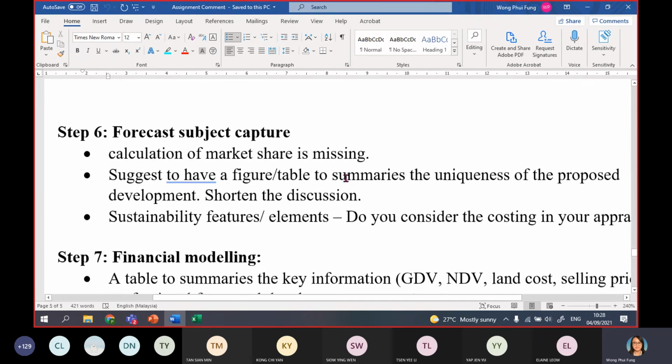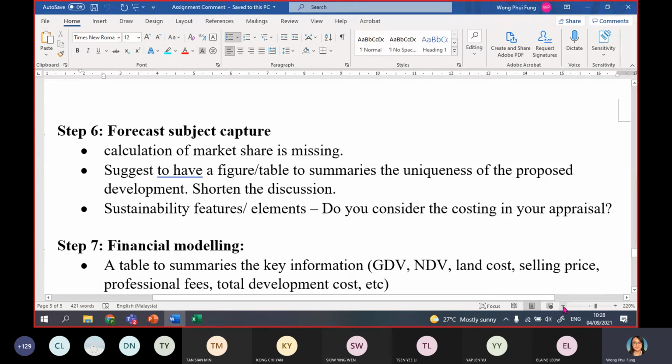And okay, step 6, right? Forecast market share is missing. Some of the groups forgot to include the market share and didn't include the calculation, so please take note. And I suggest having a figure or table to summarize the uniqueness of the proposed development. This one, I only saw one group do it, and that is group 24. Before they discussed the uniqueness, they gave a table to summarize their uniqueness. Then after that, they proceeded to the discussion.